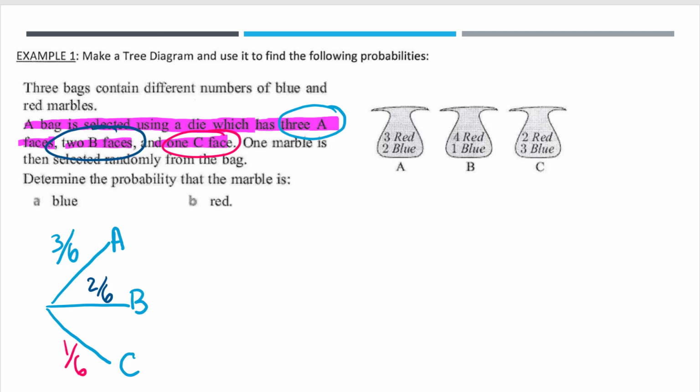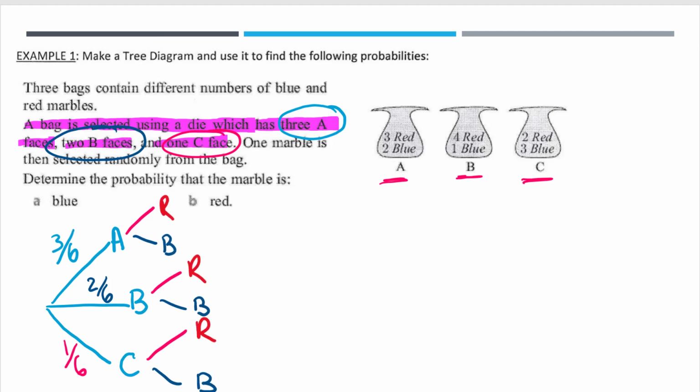Now we just want to check and make sure that this probability adds to 1. If you look at the numerators, we have 3 plus 2, which is 5, plus 1, which is 6. So that means that we're going to land on one of the bags. One marble is then selected at random from a bag. So if you look at the bags over on the right-hand side, we're told the number of red and blue marbles. So we have a red marble and we have a blue marble. In each bag, you'll notice that we have 5 marbles.